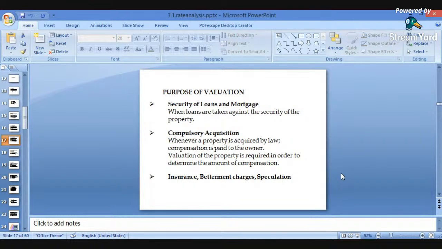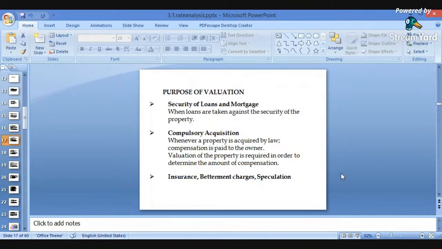Whenever a property is acquired by law, the best example is acquiring land, that is, irrigation land, for roads, or for laying drainage lines or water supply pipelines. At those times we have to compulsorily acquire the lands. According to the rules we can acquire it, but we have to pay some amount. How much amount is to be paid to the owner for acquiring the land will be calculated with the valuation. So whenever a property is acquired by law, compensation is paid to the owner, and a valuation of the property is required in order to determine the amount of compensation.